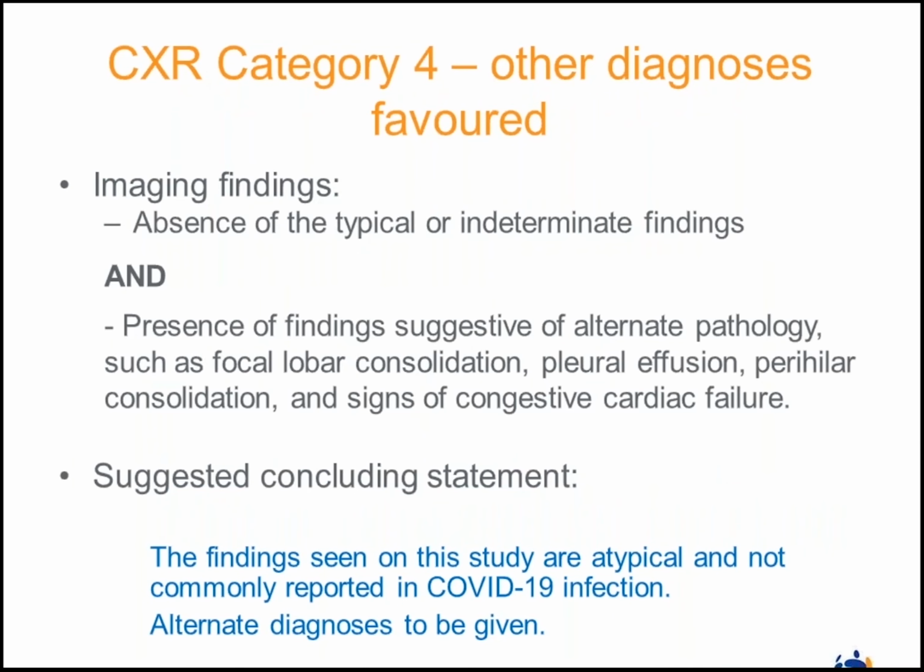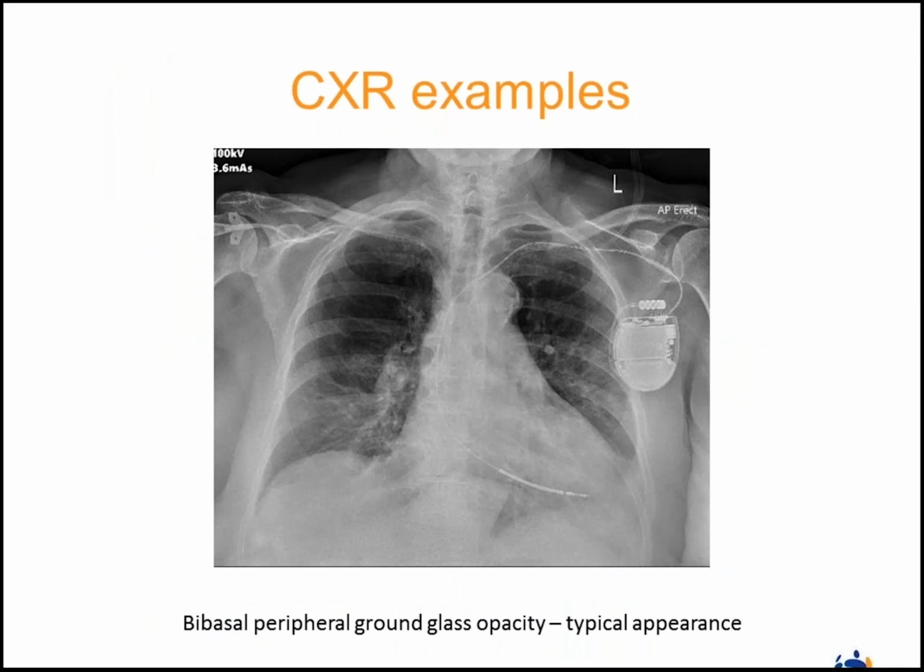Category 4, looking at other diagnoses. So you don't see the typical or indeterminate findings, but you do see something else. So you may see something that looks like congestive heart failure, pulmonary edema, pneumothorax, and you would say here they're not likely to be COVID, and we think about what else it could be. So let's do a few examples here.